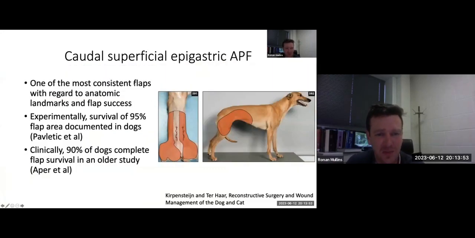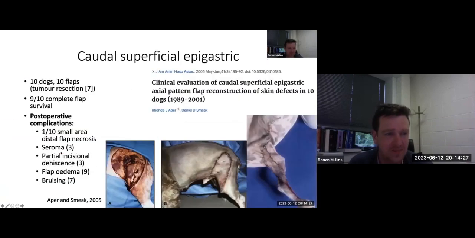So for sure, this is one of the most consistent flaps in terms of the anatomic landmarks. It's fairly easy to obviously identify these landmarks and usually to see this vessel. Experimentally, flap survival has been shown to be very good in a study, again, from Pavletic. There is an older study that shows about a 90% flap survival rate, but there's a more recent study from Kate Foster in the UK that had some more, how would I put it, the success rate wasn't as good as what has been reported in some of these other studies.